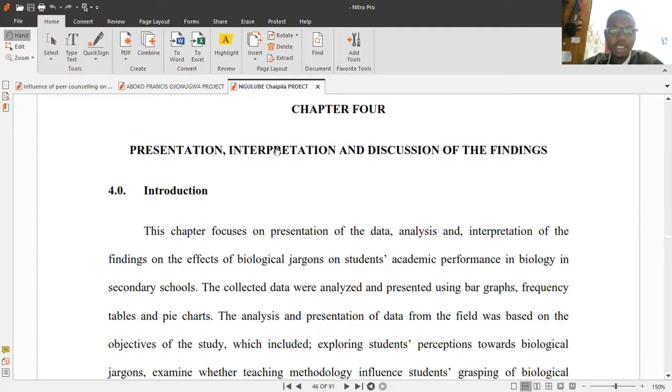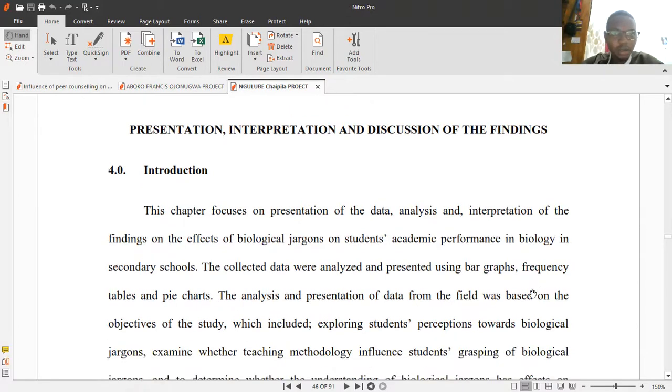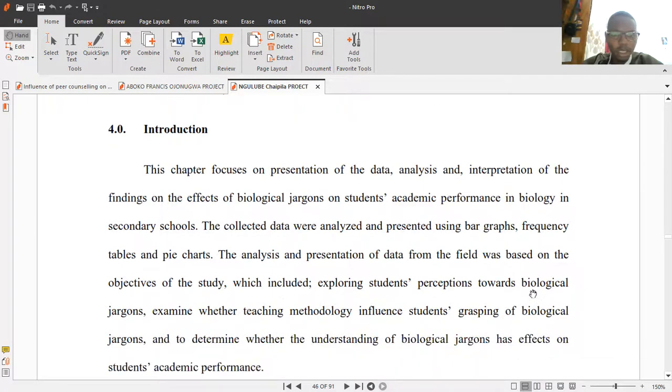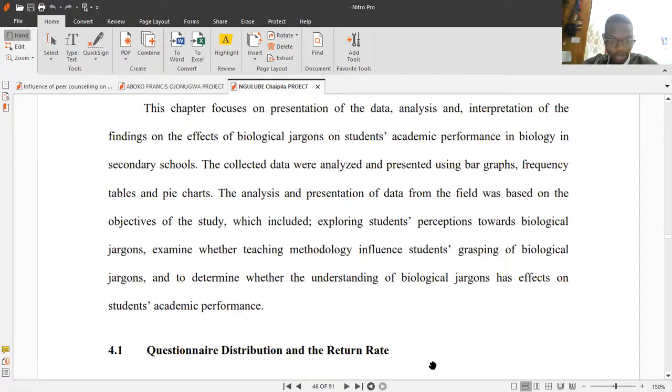It will be presentation, interpretation, and discussion of the findings. So we have here Ngulube 2018. He started introducing the chapter, saying that the chapter focuses on the presentation of data analysis and the interpretation of the effects on the topic that he mentioned here.